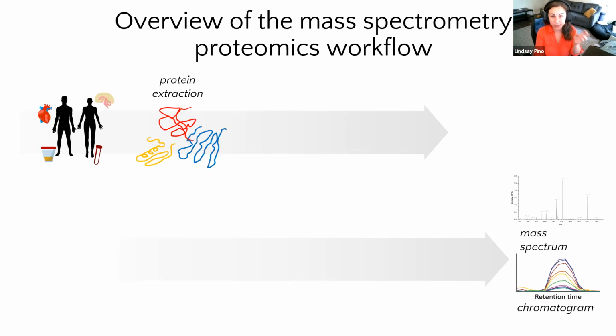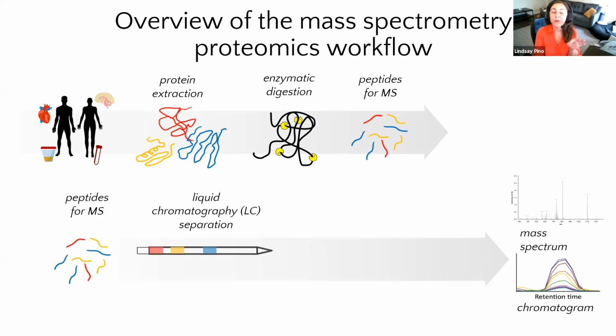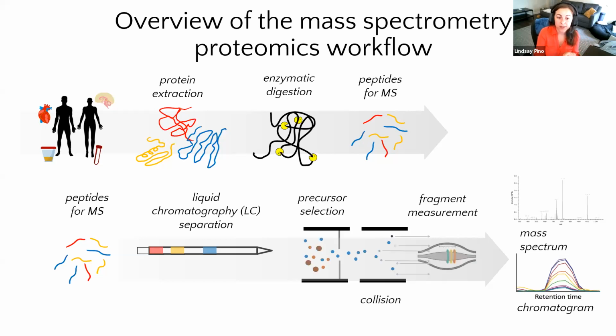So we take our sample, we extract the protein. We typically digest for a bottom-up proteomics workflow. Now we have peptides ready for the mass spectrometer. We separate those peptides by liquid chromatography, and then pass those peptides through the instrument through stages of precursor selection. We fragment, we collide all of those precursors to generate fragments, and then we detect and measure those fragments and record that data as mass spectra, which we can then stack to make a chromatogram.